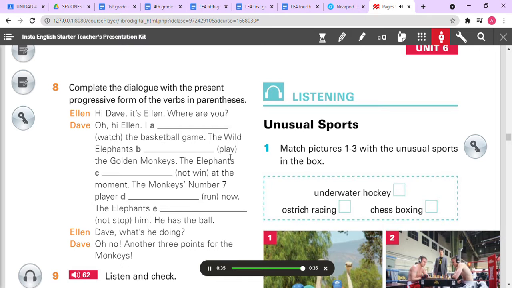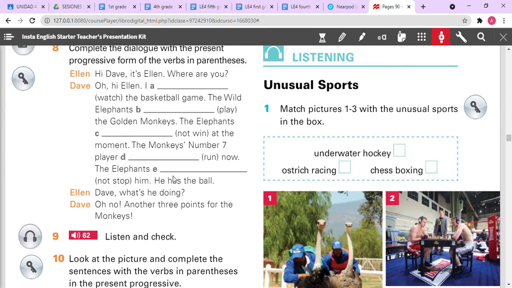Well, this was a conversation about a basketball event between Ellen and Dave, no? So, the idea is to listen once again, or listen as many times as you can, and complete this dialogue, so that you can practice in classes.